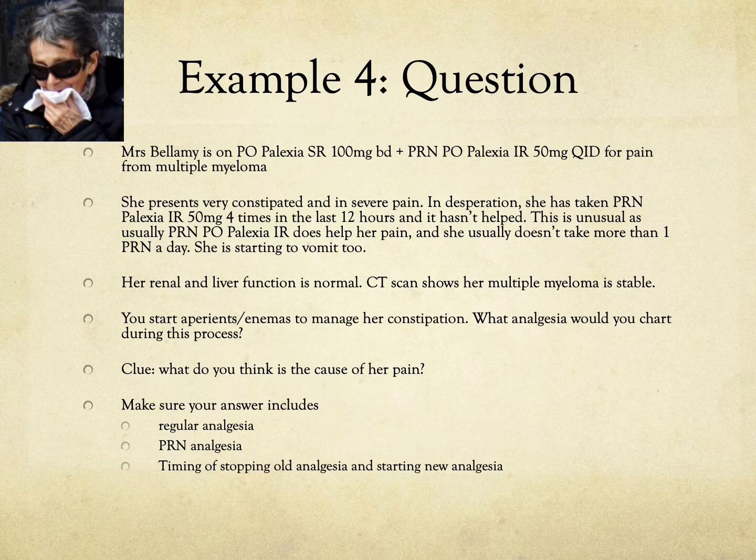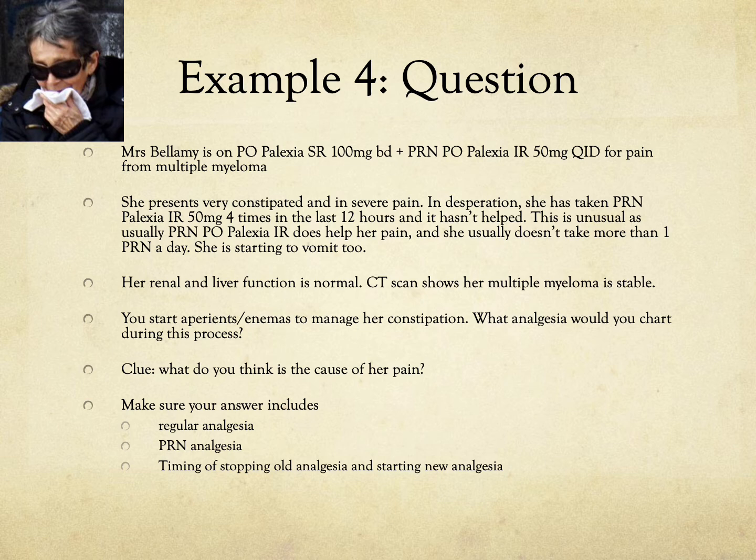Question 4. Mrs. Bellamy is on oral Palexia slow release 100 mg BD plus PRN oral Palexia immediate release 50 mg QID for pain from multiple myeloma. She presents very constipated and in severe pain. In desperation, she has taken PRN Palexia immediate release 50 mg 4 times in the last 12 hours, and it hasn't helped. This is unusual, as usually the PRN Palexia immediate release does help her pain, and she usually doesn't take more than 1 PRN a day. She's starting to vomit too.